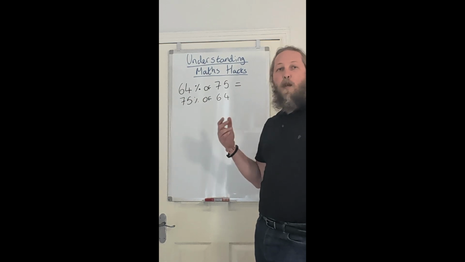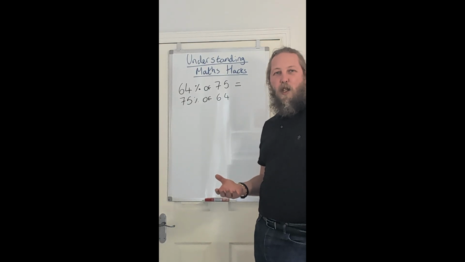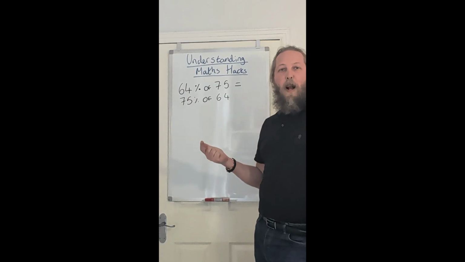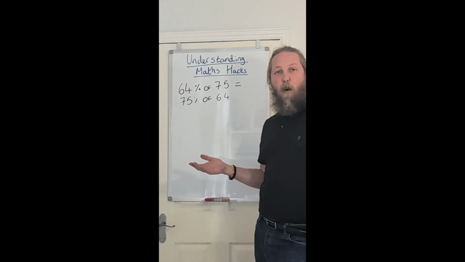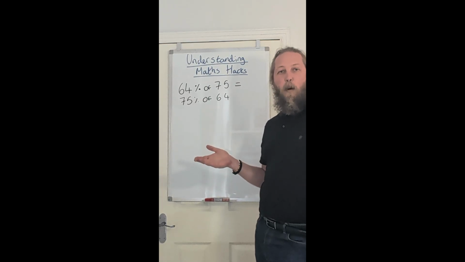And this hack is one that you see all the time. It's the idea that if you have something like 64% of 75, so 64%, not a great percentage to be able to find for many people, what you can do is you can switch around the 75 and the 64, and you can instead find 75% of 64. And 75% is a relatively straightforward percentage to find because it's equivalent to the fraction 3/4. You can simply find 3/4 of 64 and the job is done.